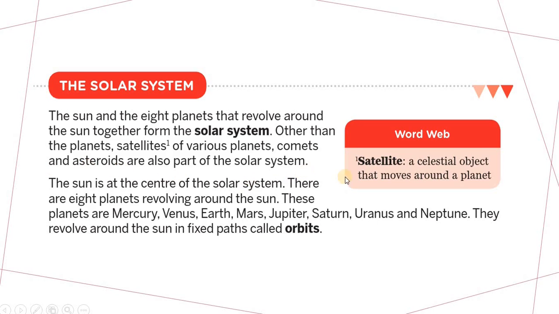And your word web tells you what is a satellite. A satellite is a celestial object that moves around a planet. Like in our case, in the case of Earth, the moon goes around the Earth. It is the satellite of Earth. There will be other planets which have satellites moving around them. They are called the natural satellites because they are there naturally.